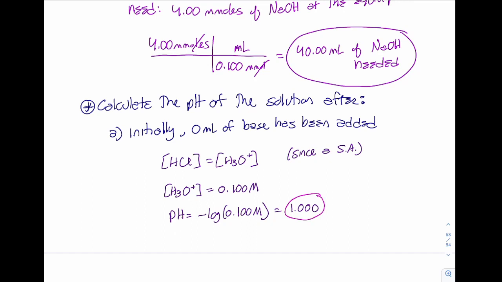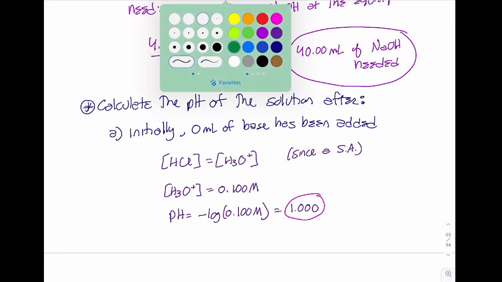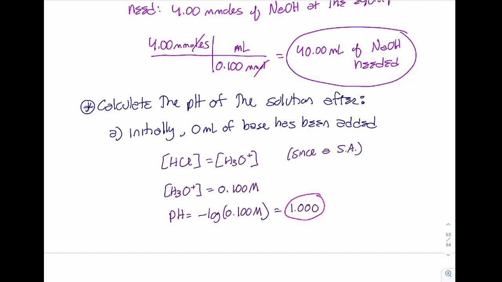So when that acid is sitting in the flask, we haven't added any base to it. So initially, right, 0 milliliters of base have been added. The pH of that solution is 1.000. So just kind of a note to ourselves. We're going to calculate it as you would for any strong acid.